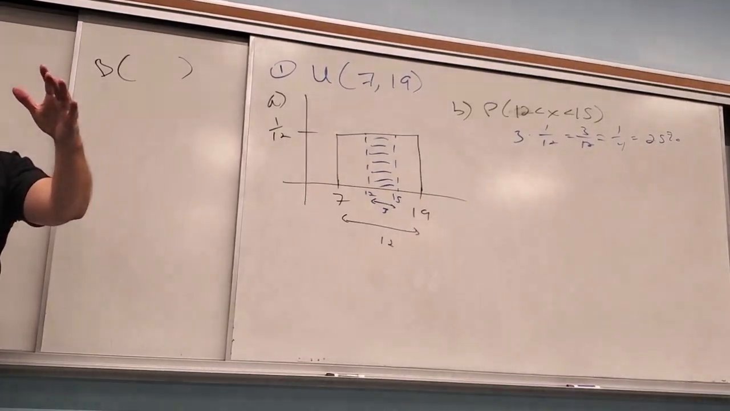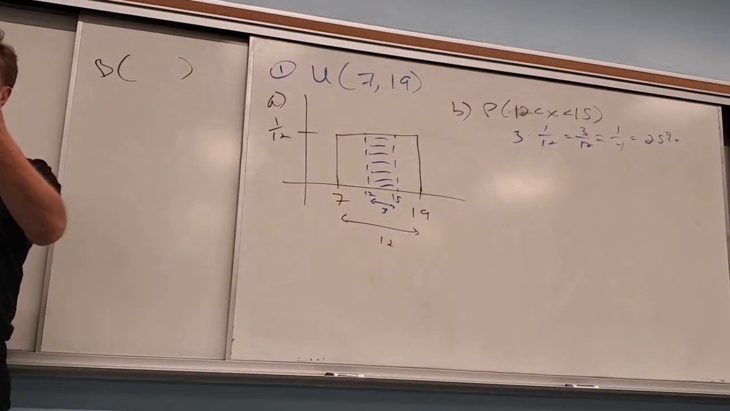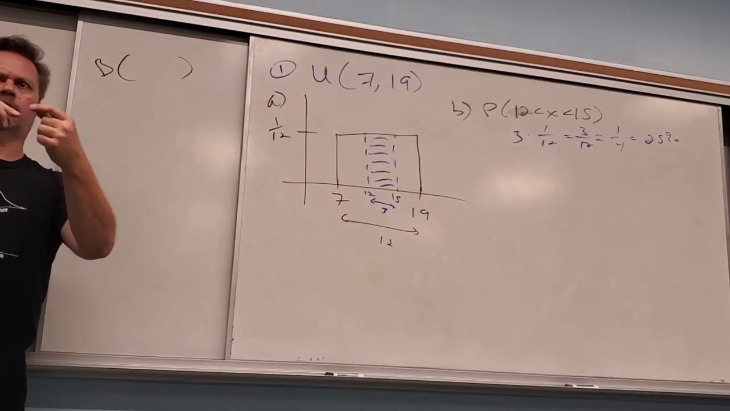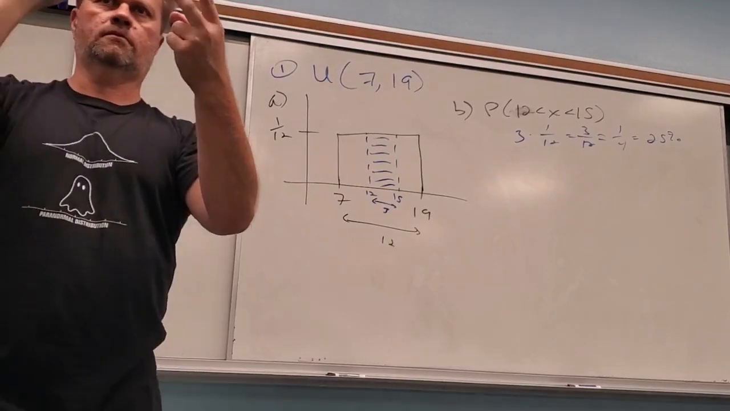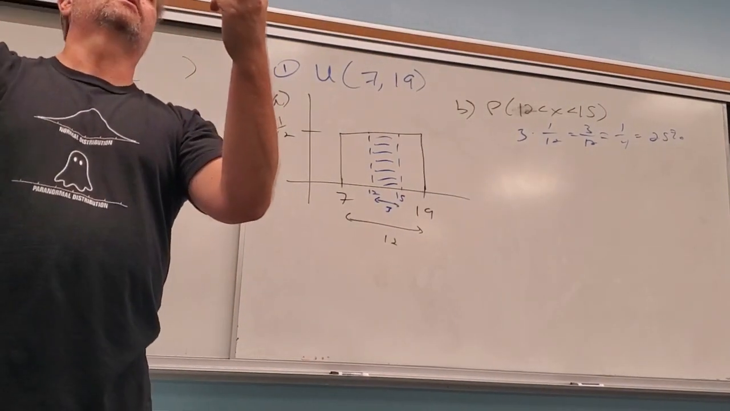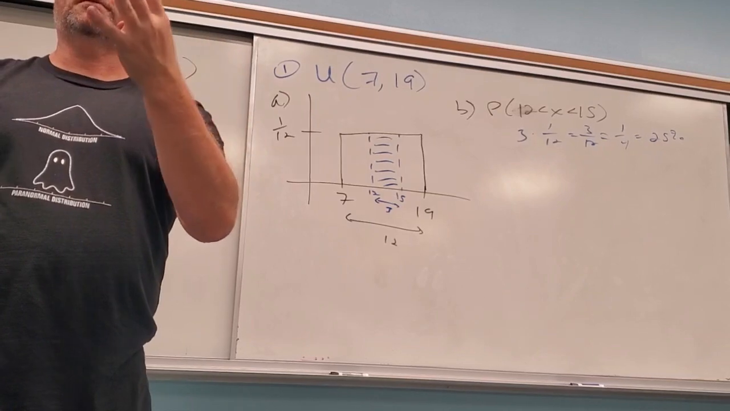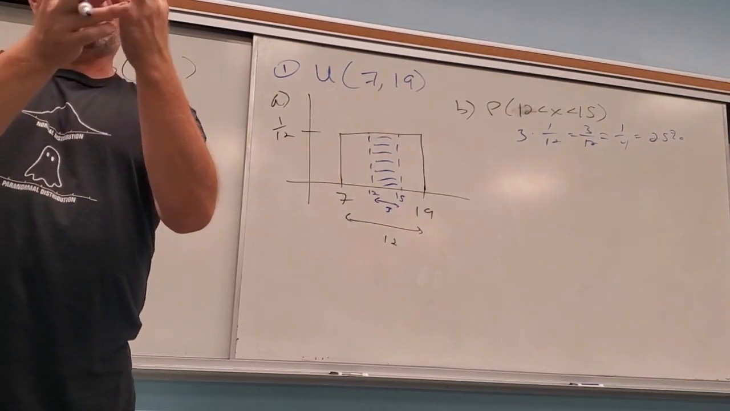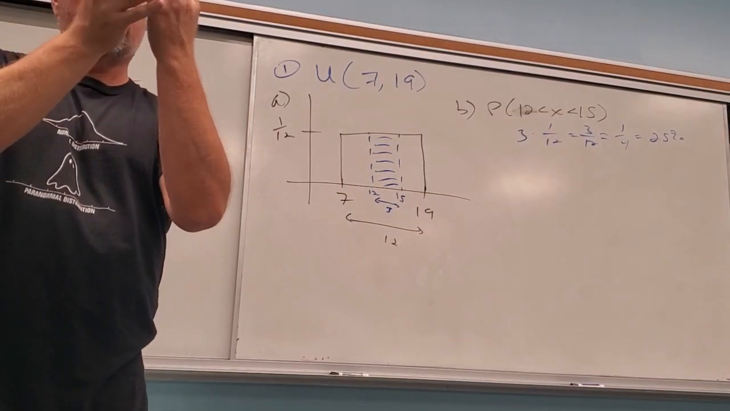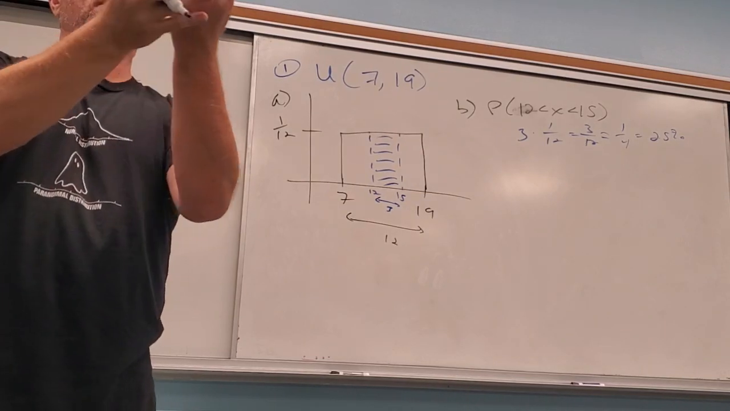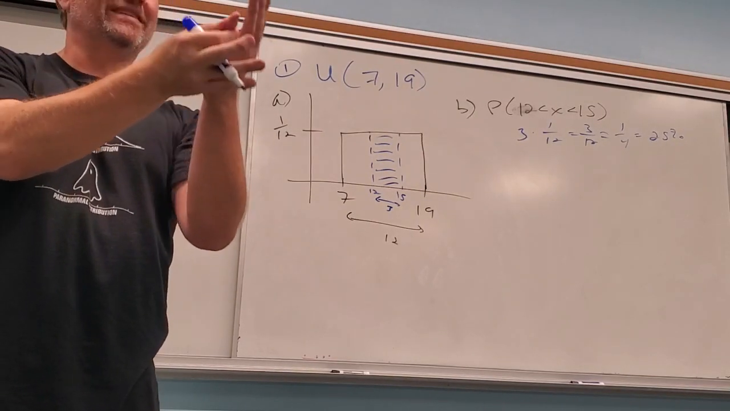Binomial distribution. What are the variables associated with binomial? I'll get us started. N, P, Q, X, right? X, what did X mean again? What does X mean?